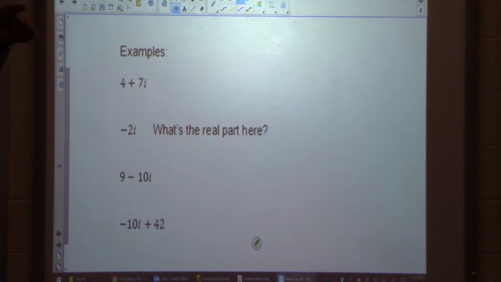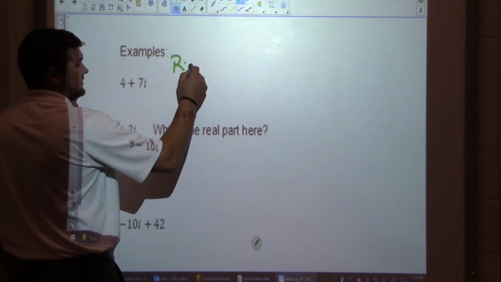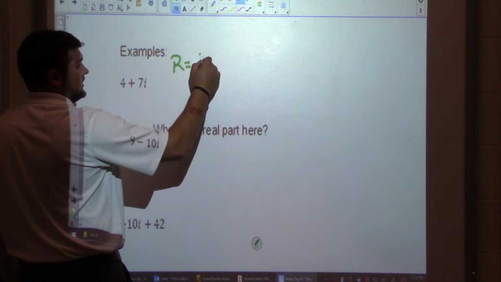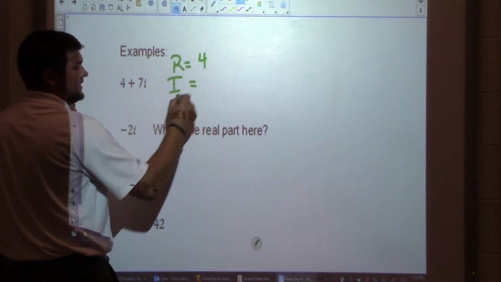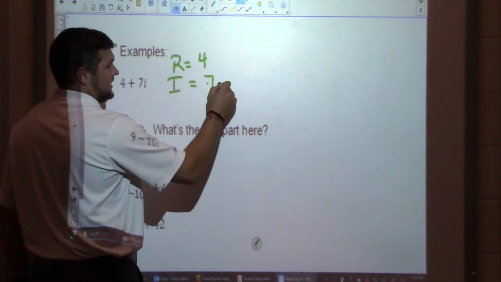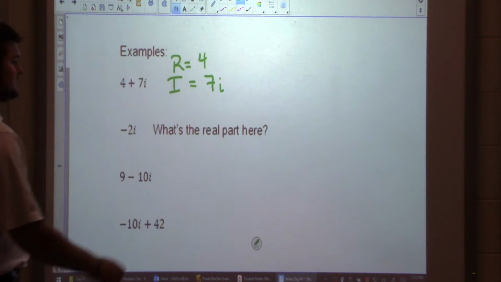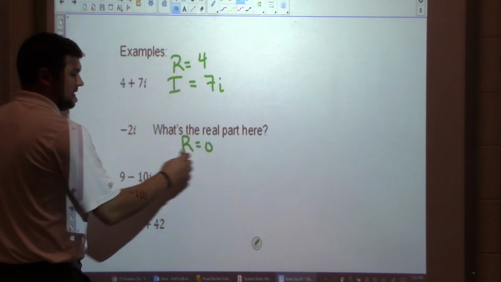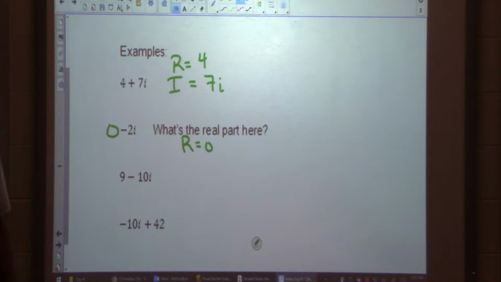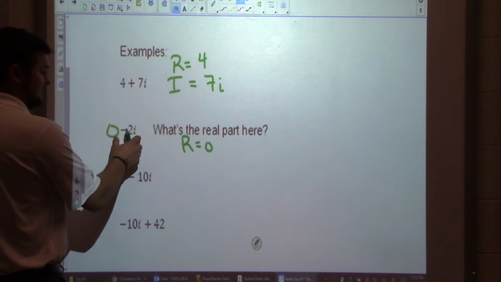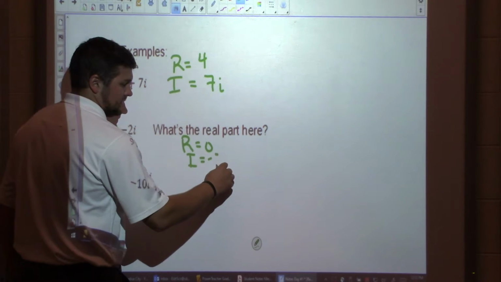Mr. Casper, what's the real part in that first example? 4 plus 7i. 4. 4, good. Elijah, what's the imaginary part then? 7i, perfect. The second one, negative 2i. Emerson, what's my real part for this second one? 0. 0, right? My real part is 0, it's just like 0 minus 2i. So then Kelsey, what would be the imaginary part? The negative 2i, good.